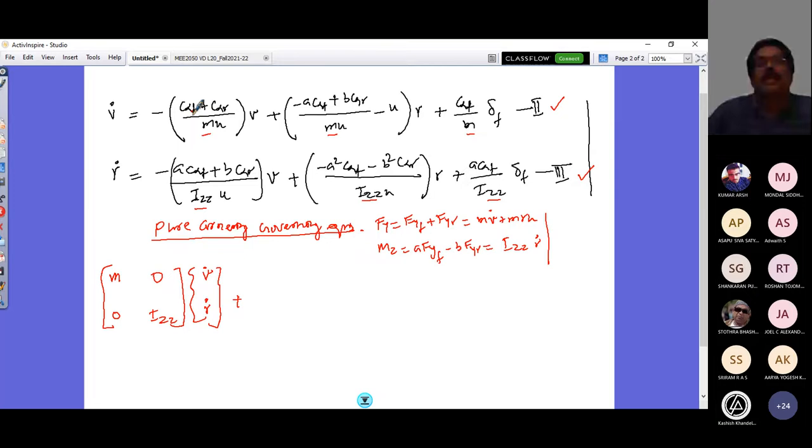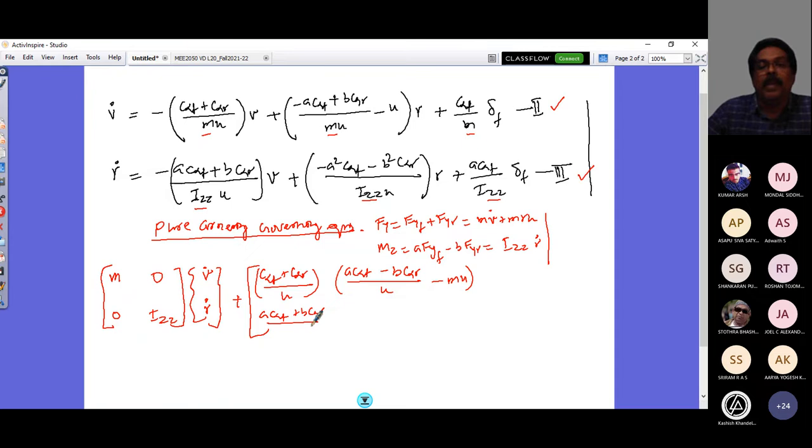Now I'm going to take the coefficients of V and R all on the other side, and make another matrix times V and R. When I take this, sign changes would be there. You have to look at them carefully. So this is going to be C alpha F plus C alpha R by U. Now it's only U because M is already taken out. And C alpha F. See, this minus sign has changed now. Minus B C alpha R by U, minus, here it's U, but I have taken M out, so this term will have M, so it is MU. And here I_Z is taken out, so it is A C alpha F plus B C alpha R by U.